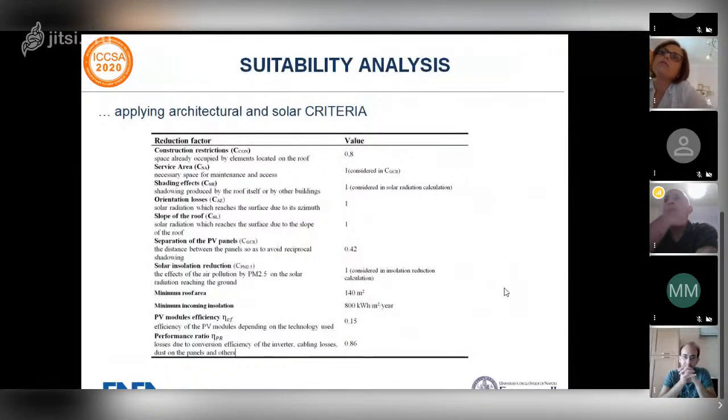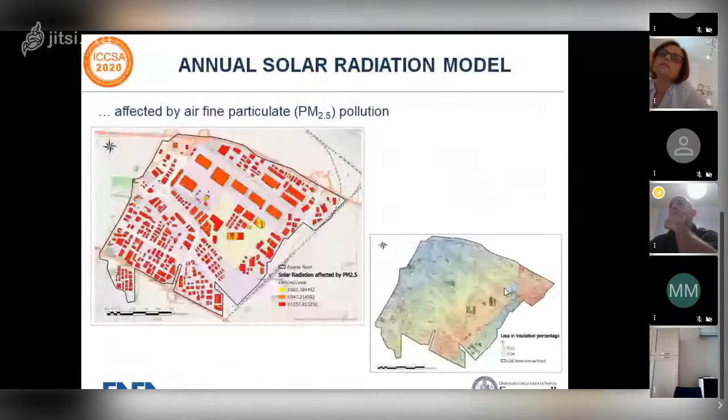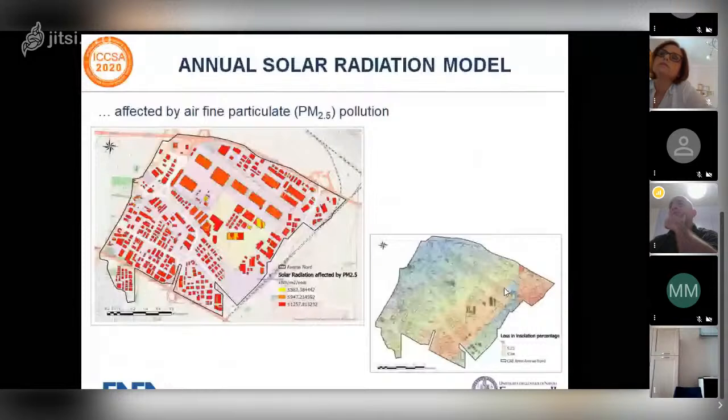and north-facing rooftops. Also, other factors were considered in our study, and these are, for example, the construction restrictions, the service area, the minimum roof area, or the minimum incoming insolation fixed at 800 kilowatt-hours per square meter per year. The solar radiation is here calculated on the roofs of the buildings using the area solar radiation tool.